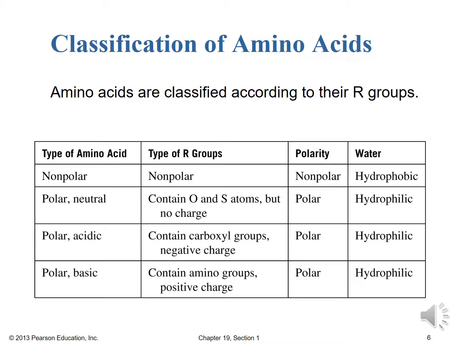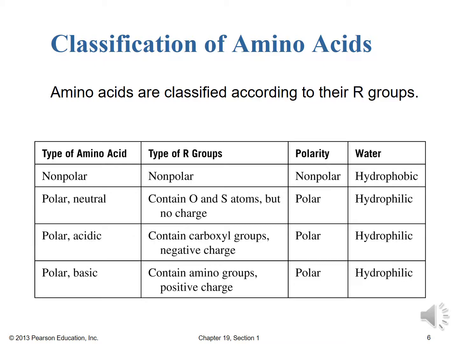And then finally, we could have a polar amino acid that's basic. It could contain additional amino groups in addition to that amino group that all amino acids contain. The side chain could be or contain an amino group, and therefore could acquire a positive charge in acidic conditions where it would be protonated. So it would also be polar, also be hydrophilic.